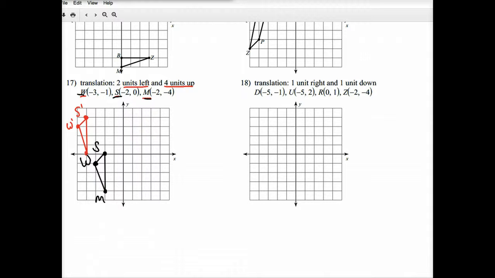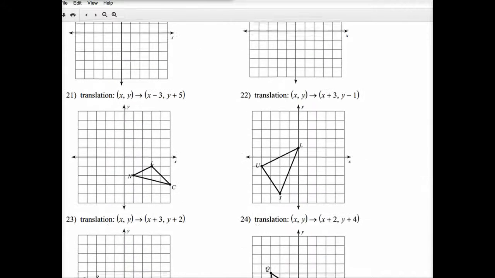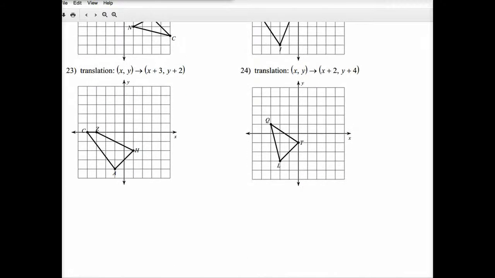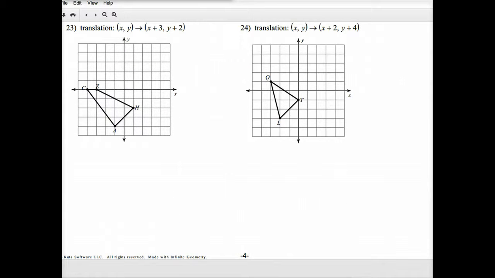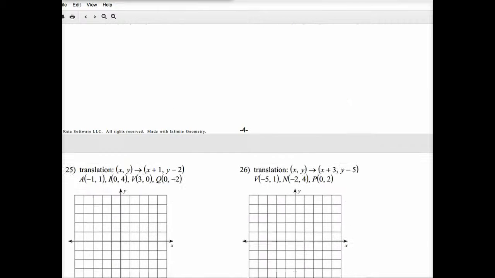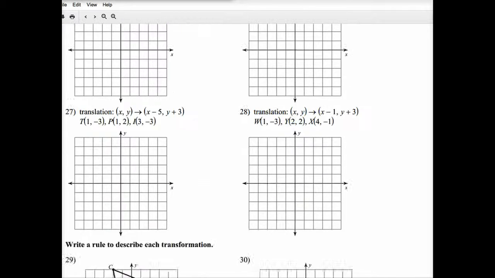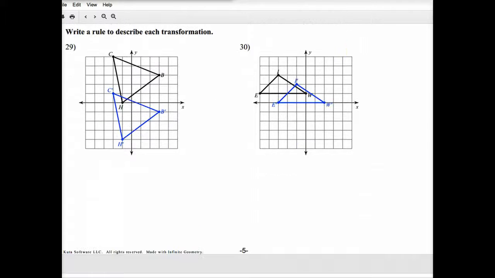Let's see if we can make a rule now with shapes, not just like we did with points, but look at the shapes. So these ones are very similar. I'm just going to add a note here like this one that says x plus 3. That means it's going to go 3 right. And then y plus 2, that means it's going to go 2 up. Real easy to do there. I'm looking for the one with the rules. And here we go. Okay, write a rule.